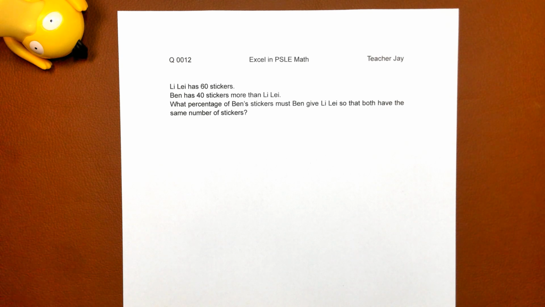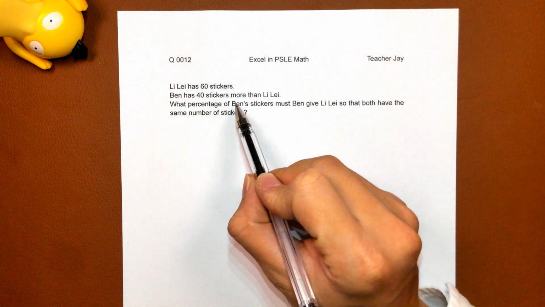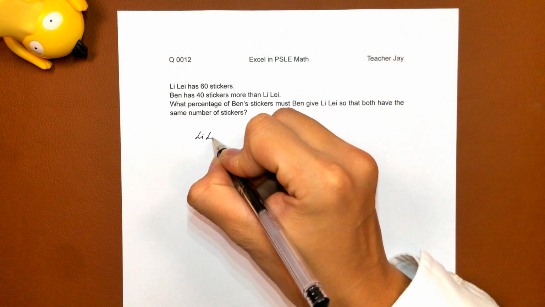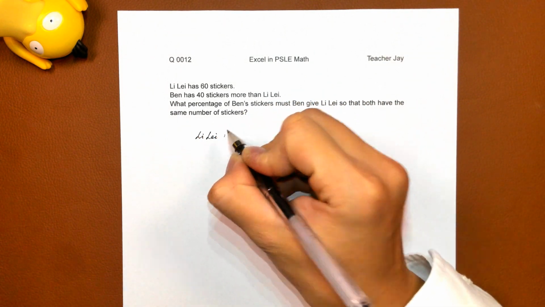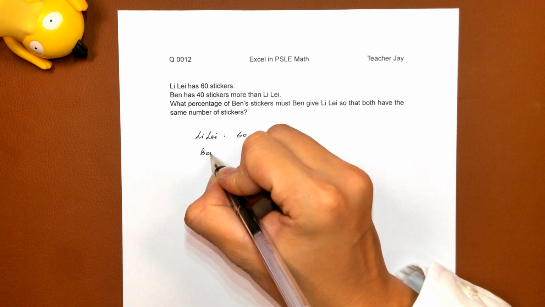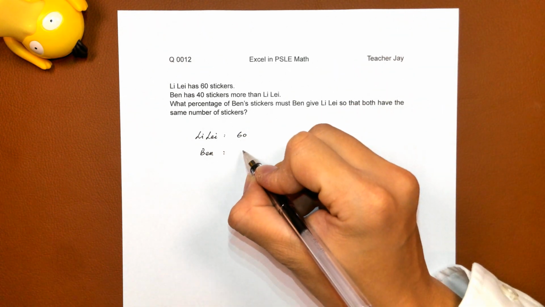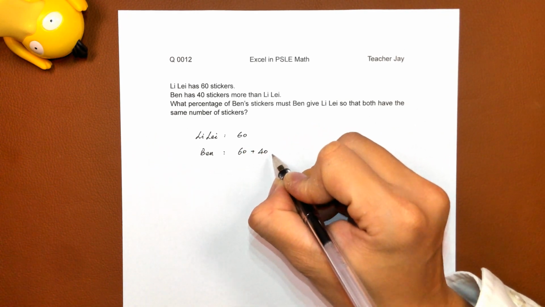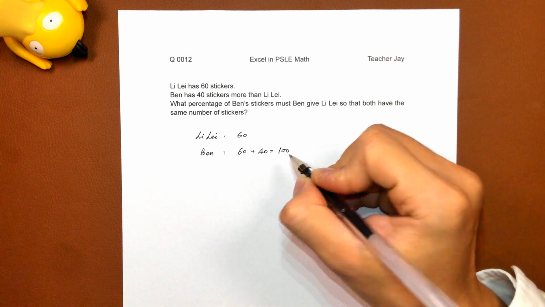Excel in PSLE Math, question 12. Li Lei has 60 stickers. Ben has 40 stickers more than Li Lei. Li Lei 他有60个 stickers, and Ben has 40 more. We use 60 plus 40 equals 100.